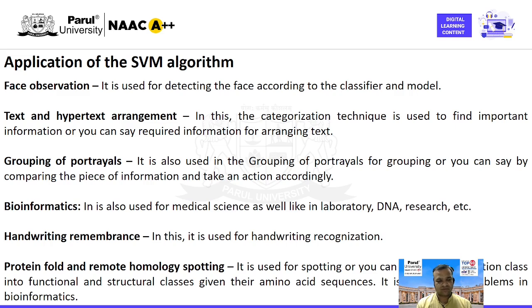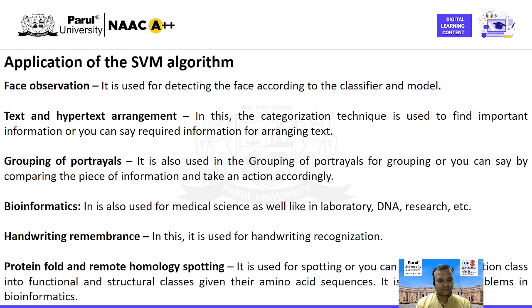Next one is bioinformatics. It is also used in medical science, like in laboratories, DNA search, amino acids, etc. And handwriting recognition. It is used for handwriting recognition systems.